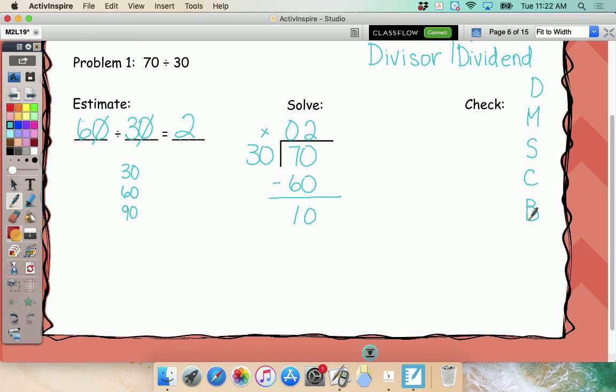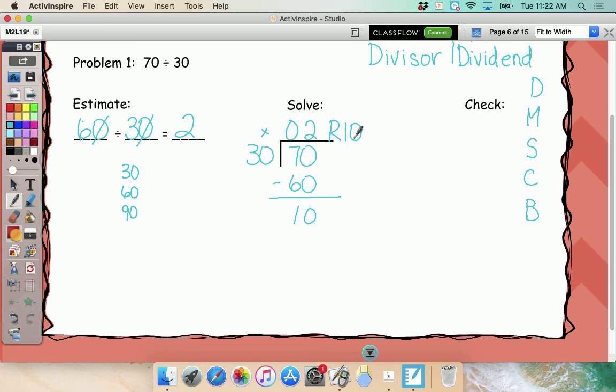Check. What do I check, Bryston? What do I check, Amiley? If the remainder is less than the divisor. Perfect. I love the way you said those words. Is it? Yes. So that's my remainder. Remember, I want you to write your remainder with a capital R, not a lowercase.